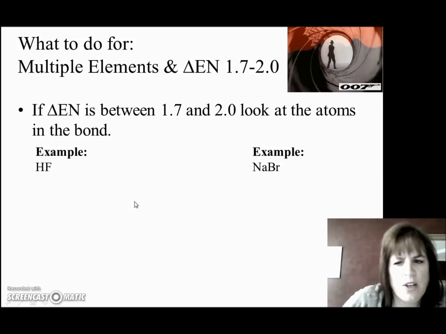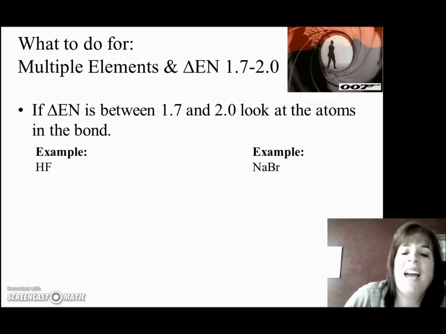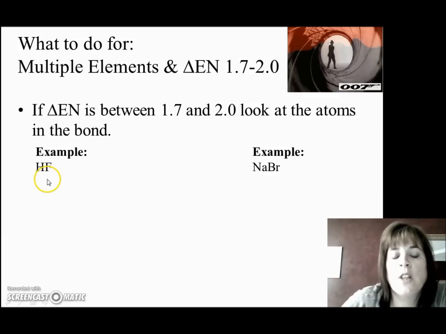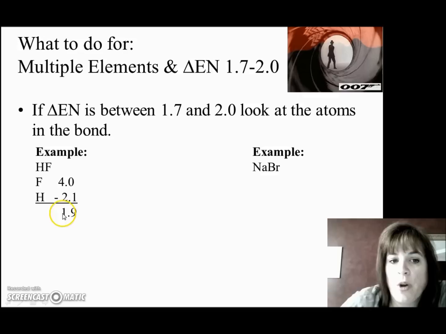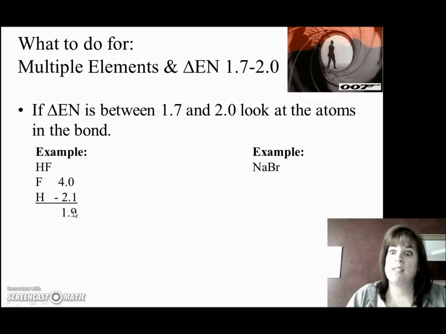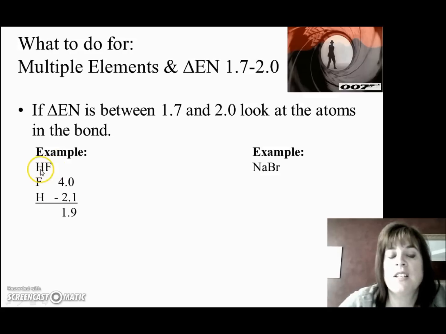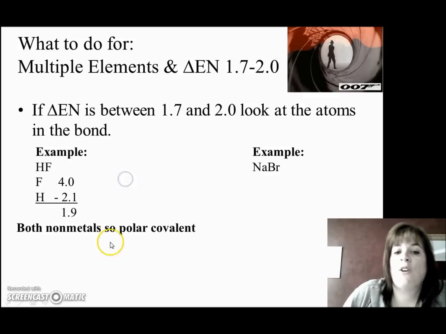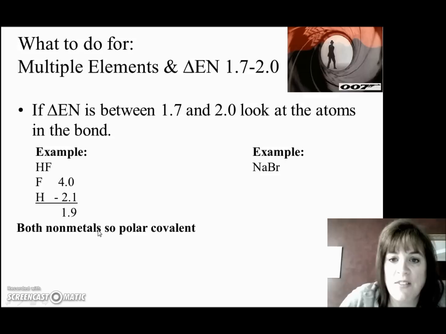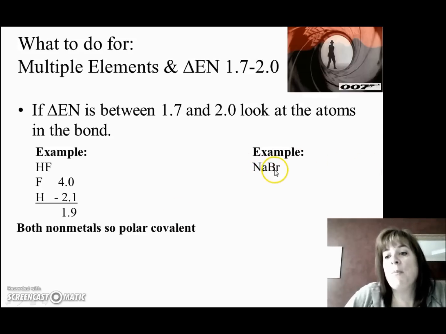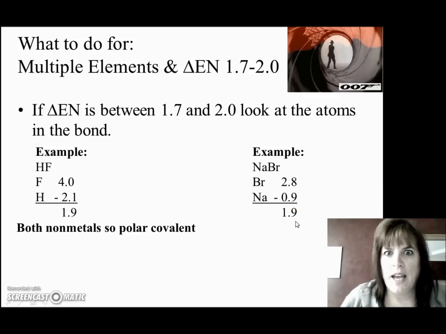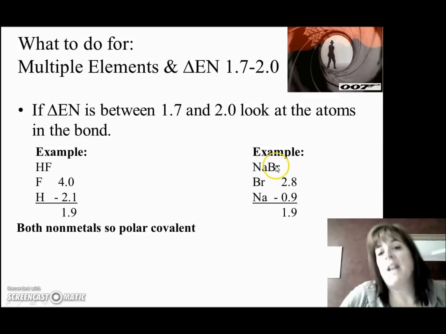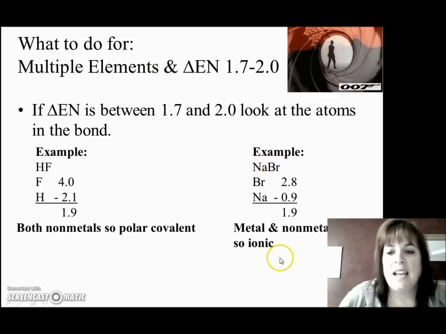Now, what about this whole weird 1.7 to 2.0 range? Well, you have to then look at the elements in the bond. If we look at hydrofluoric acid here, we look at fluorine and it's 4.0 and hydrogen is 2.1. So my difference is 1.9, which is greater than 1.7. But if we look at the two things in the bond, hydrogen and fluorine are both nonmetals. So that means this has to be polar covalent, even though it exceeds that 1.7 cutoff. Or if we look at something like sodium bromide, bromine is 2.8 minus sodium, which is 0.9. That's also 1.9. But sodium is a metal and bromine's a nonmetal. So that makes it ionic.